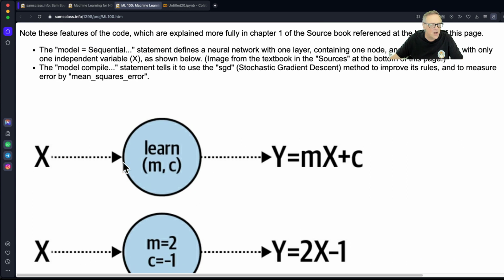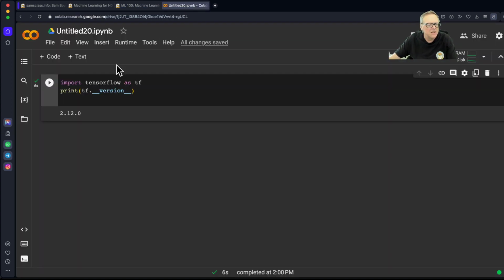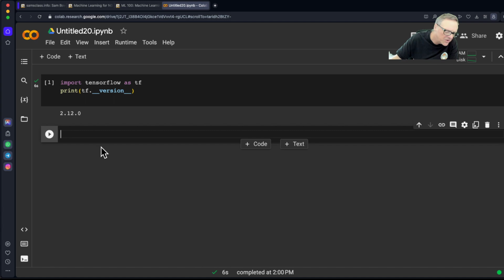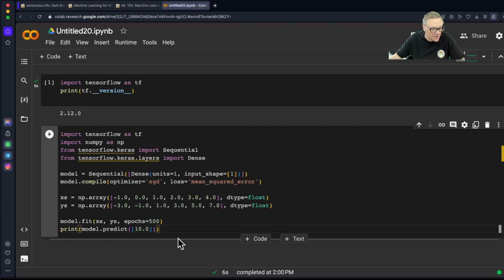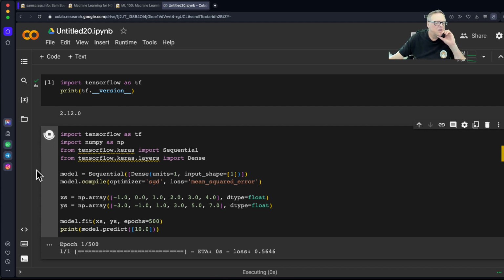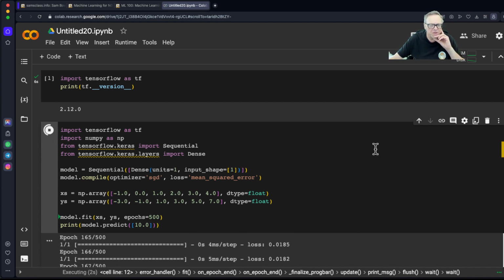And it's going to model it with one neuron that can do a linear relationship on the input. So in comes X, it's going to multiply it by M and add C to make Y equals MX plus C, and it's going to learn these two values. So I enter a block of code here, and it doesn't take very many lines. These are the input data, X and Y, and then it will fit a model and predict the value for 10 as a test. So what it's going to do is go through a bunch of epochs.